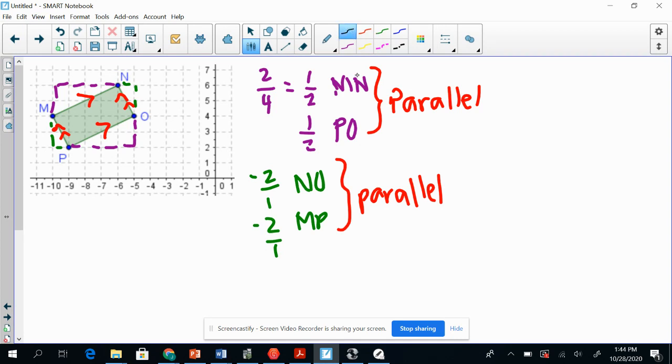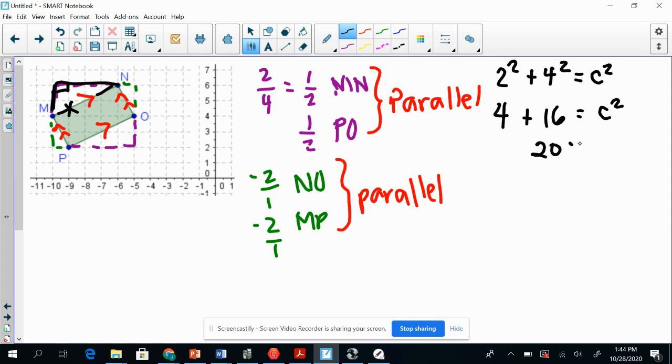So if I'm looking at MN first, I have a rise of 2. So 2 squared, or one side of the triangle is 2, plus 4 squared equals C squared. So again, that's looking at this as if it was a right triangle, and we're solving for the hypotenuse. So it's 4 plus 16 equals C squared. That's going to give us 20, a nasty number. So ultimately, you can just say it is the square root of 20, and that's fine. PO has the same numbers, the 2 and the 4 again. So we're going to have the square root of 20 on both sides. So we know that they're equal distance and length, and the length would be square root of 20.